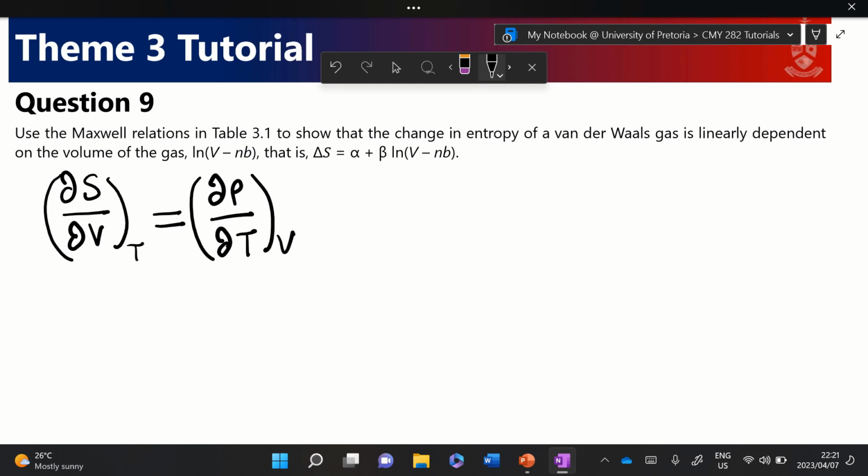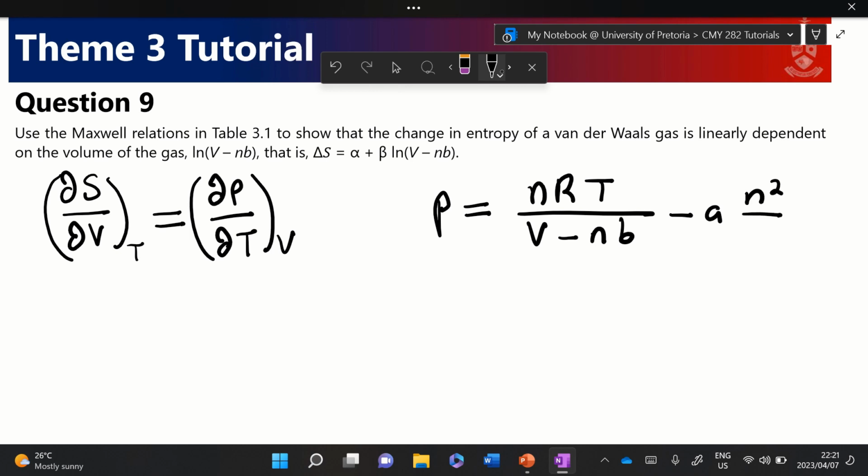So in other words, because equations of state are normally written with pressure as the subject, in other words, P equals something, right? Then we can relate the equation of state of the van der Waals gas to the entropy change with the volume. Okay, so that means we just need to write the equation of state of the van der Waals gas, which is nRT over V minus nb minus a n squared over V squared.